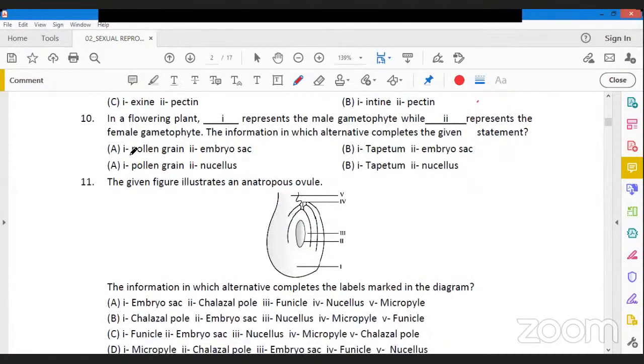In a flowering plant, dash represents the male gametophyte. So the male gametophyte is represented by the pollen grain. While dash represents the female gametophyte, it is the embryo sac. So the embryo sac represents the female gametophyte.